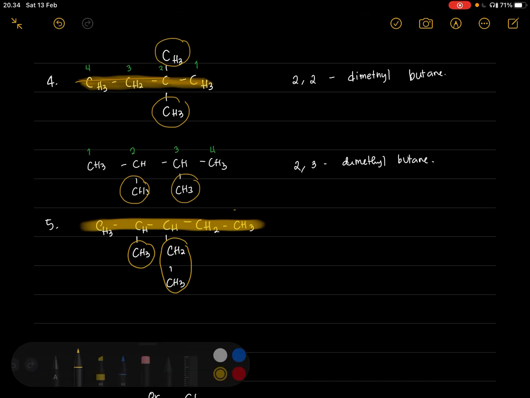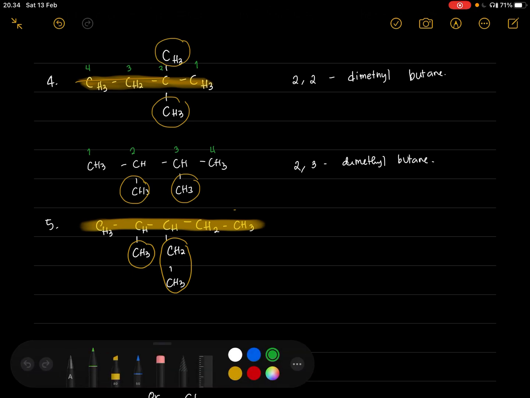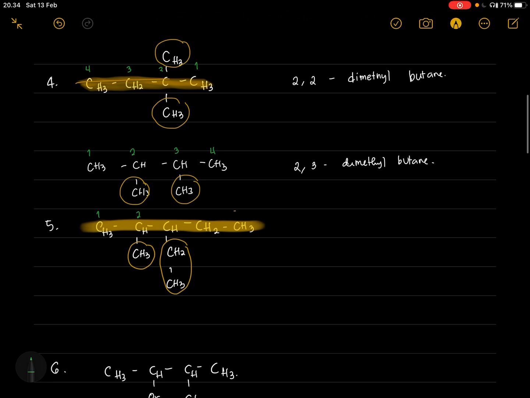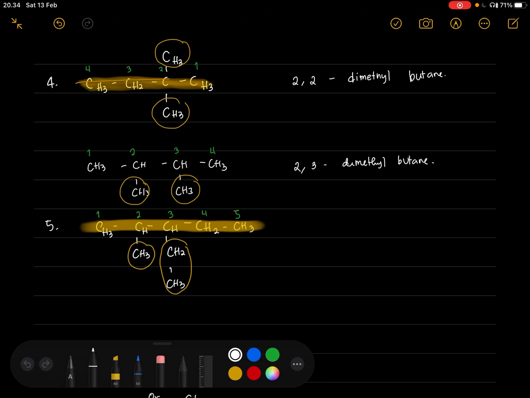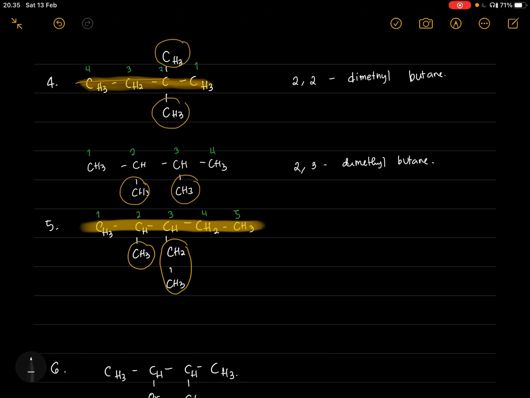Okay, and then the starting of the numbering, of course, comes from the left because the methyl is closer to that end. That's why the numbering starts from here: 1, 2, 3, 4, and 5. The name would be 3-ethyl 2-methyl pentane. Please check that the order of the branches follows alphabetical order. The E will come first before the M.